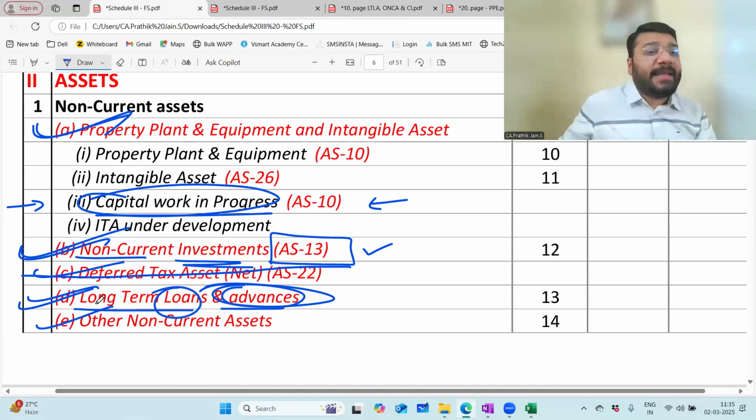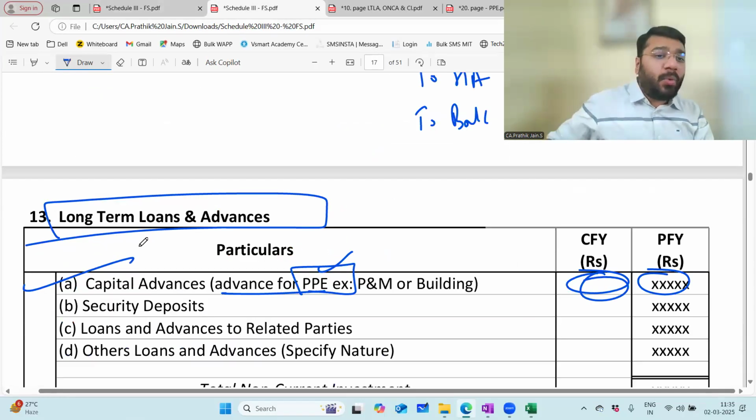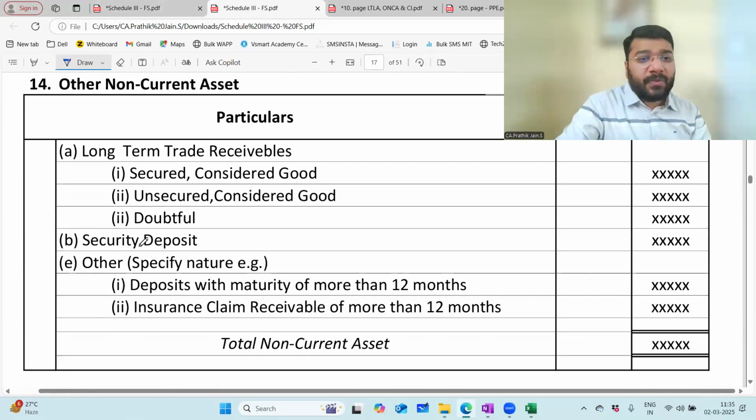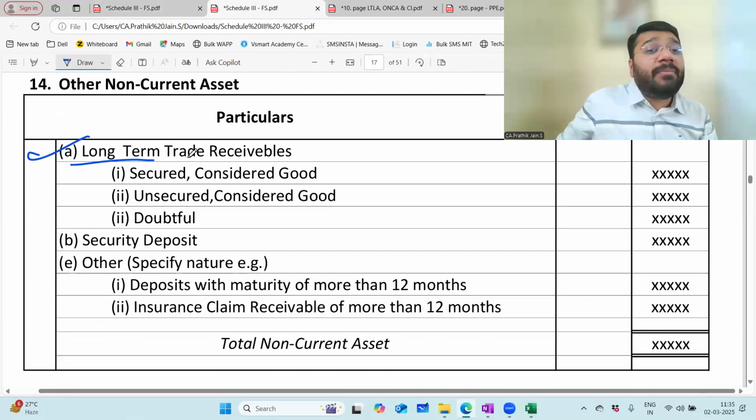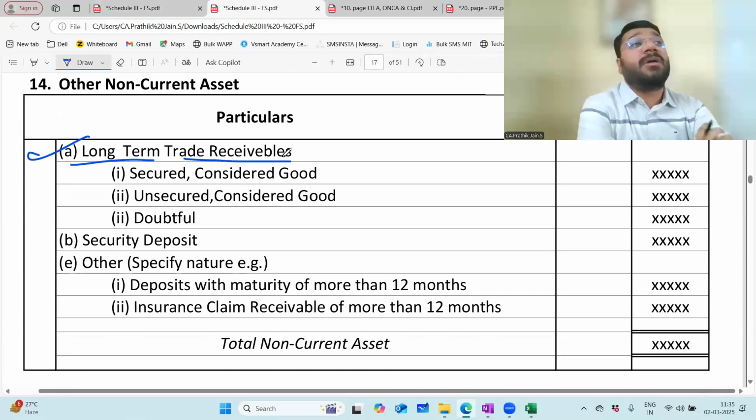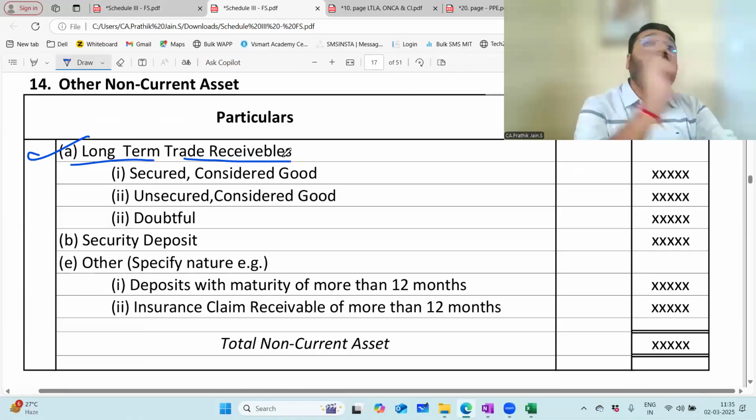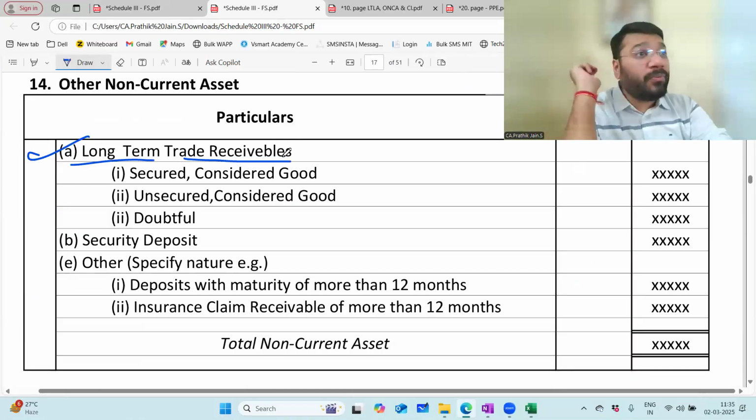What is the next item? Other non-current assets. Anything which we cannot fit in A, B, C, D will go to a residual category called other non-current assets. So what are those? Let's have a look at it. The first one is long-term trade receivable. Now for that helicopter company who got 3 crore now, the remaining 2 crore, when will they get it?